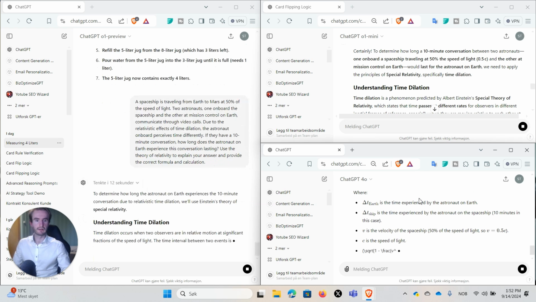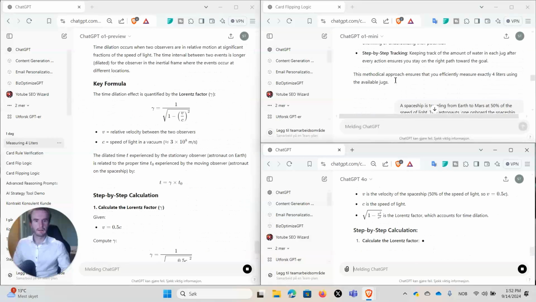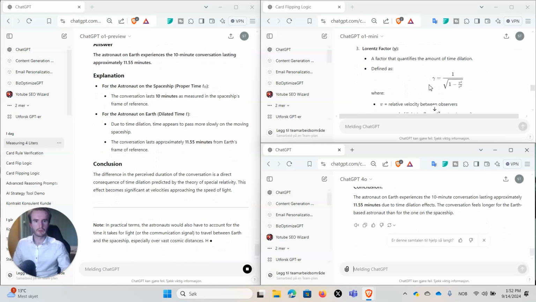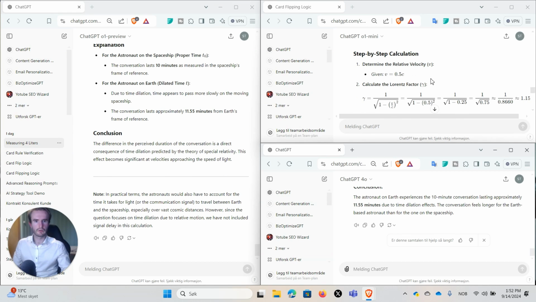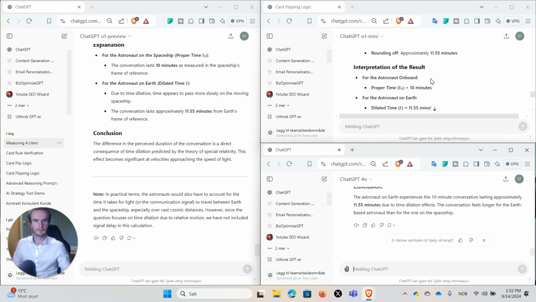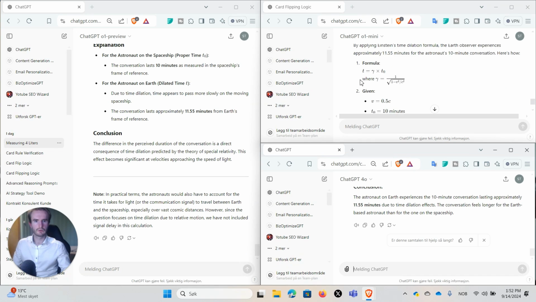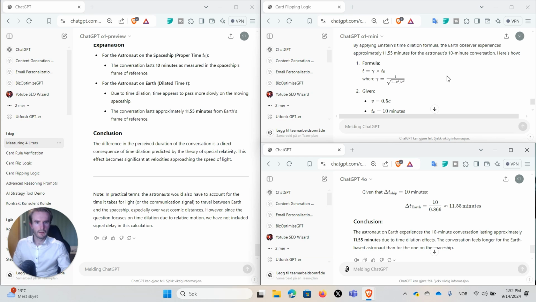Okay, here we immediately get the calculation. Here it takes some time. Here we get different factors first. It goes through a step-by-step calculation, interpretation of the result, summary of the calculation, and a conclusion with the formula. Let's see what the results are. So all of them said 11.55 minutes. So that's a good thing, 11.55 minutes calculated as the final result.